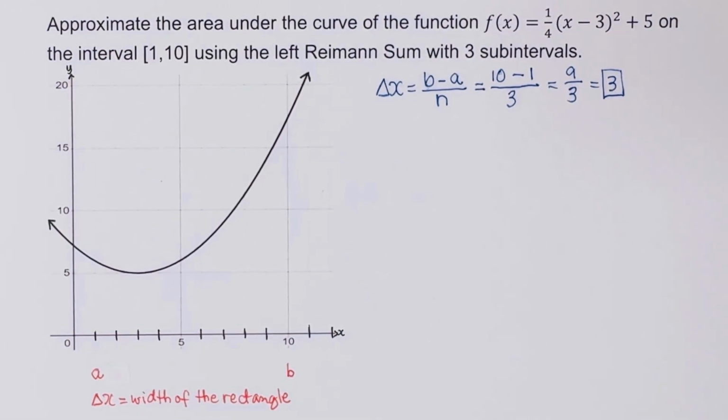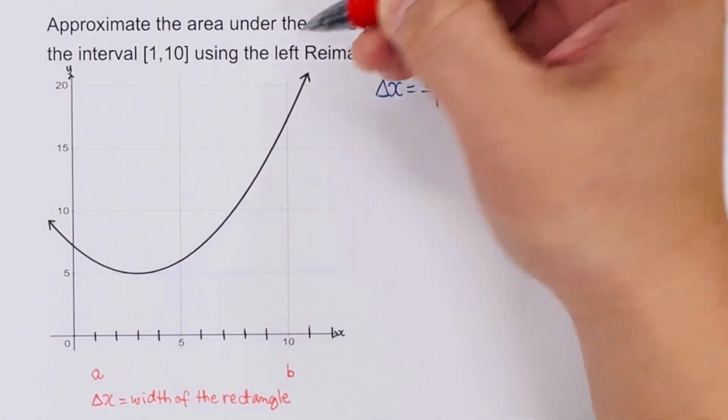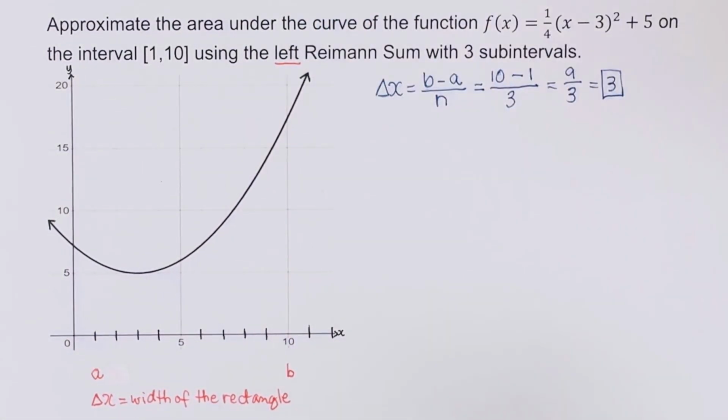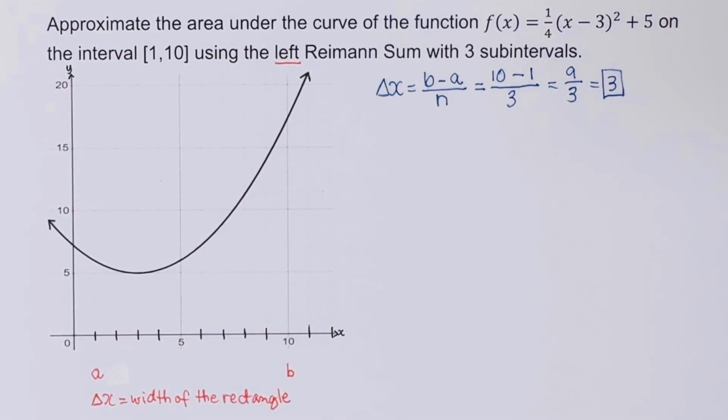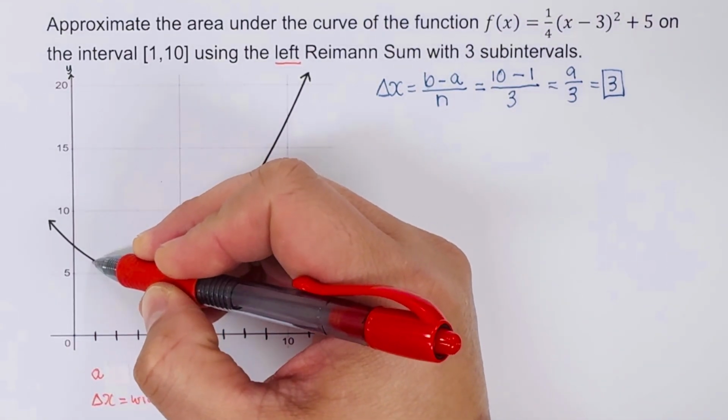So we go ahead and draw these rectangles. Since this is a left Riemann sum, we're going to create rectangles whose left endpoint, or the left side of the rectangle, is touching the graph. So we're going to start with A, and I'm going to create that first rectangle.